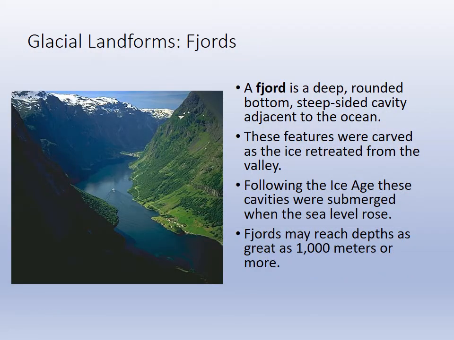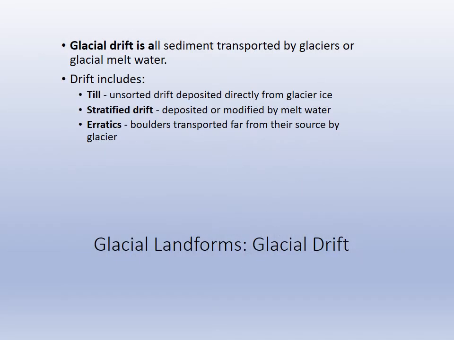The fjord is the glacier valley that is now full of water. It's generally connected to the sea. Fjords are one of the major types of estuaries in the glaciated northern hemisphere. Landforms are caused by glacial drift, the sediment transported and deposited. Some of the terminology: till, stratified drift, would be deposited, and erratics would be formed by plucking.